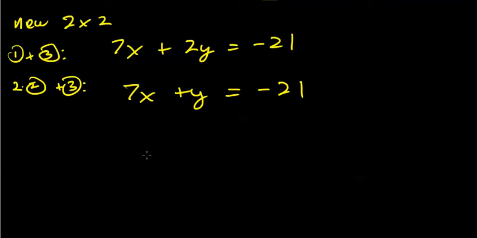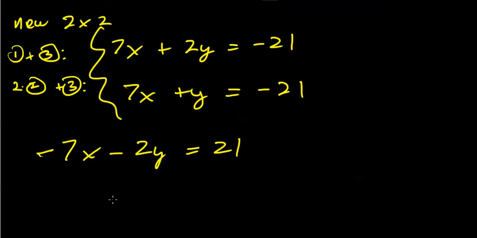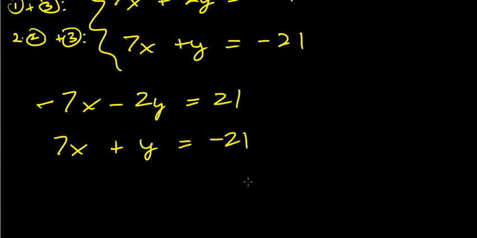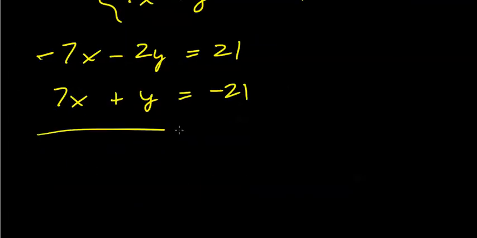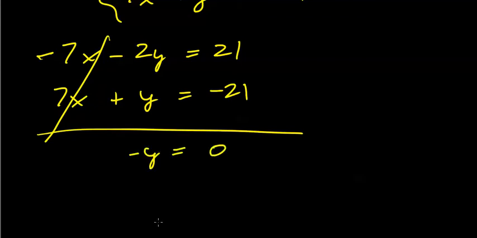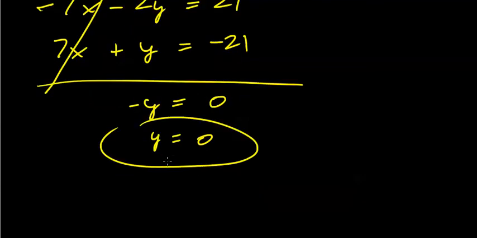Alright. Of course, I see with a little bit of an adjustment, I can eliminate x very easily from these two equations. When I add them, I'm going to multiply the top equation through by negative 1. I'm going to leave the second equation alone. Of course, the x variable cancels out. I get minus y equals 0. And of course, if negative y equals 0, then y equals 0.